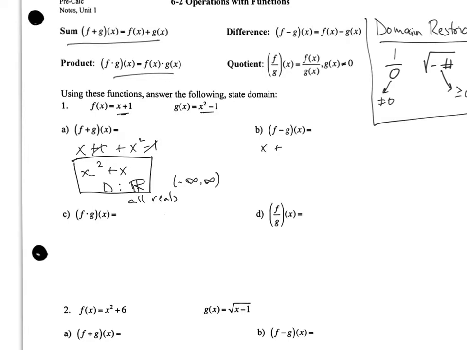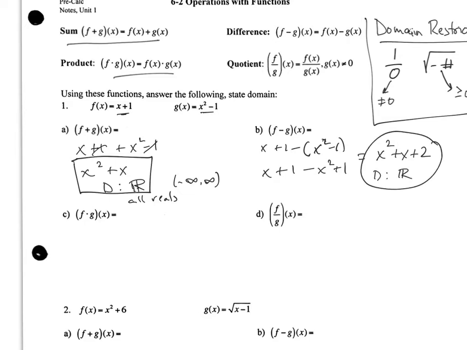We have x plus 1 minus, in parentheses, x squared minus 1. Distributing the negative is important because it changes the meanings. So we have x plus 1 minus x squared plus 1 again. So then this ends up being x squared plus x plus 2. No fractions, no radicals. All reals is our domain.